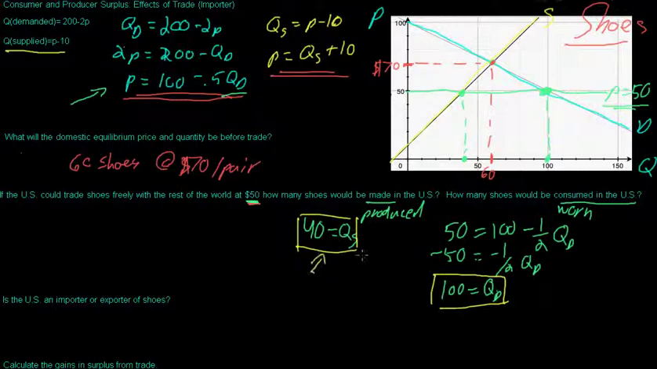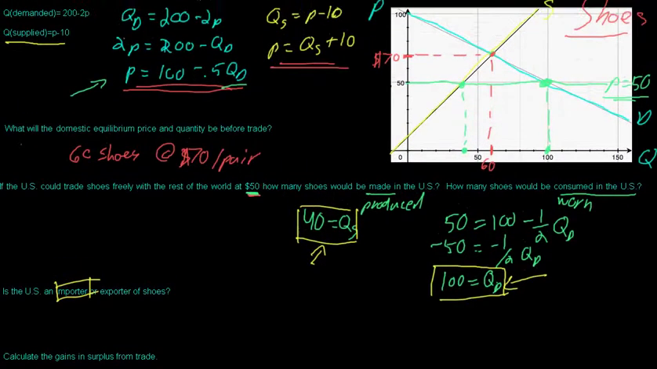And how many shoes would be consumed in the U.S.? 100 would be consumed or worn in the U.S. So the next question is, how do you get those 100 shoes if you're only making 40? And the answer is that you have to import them. So the U.S. would be an importer of shoes.